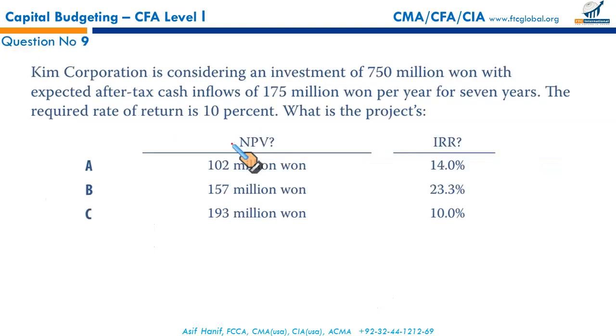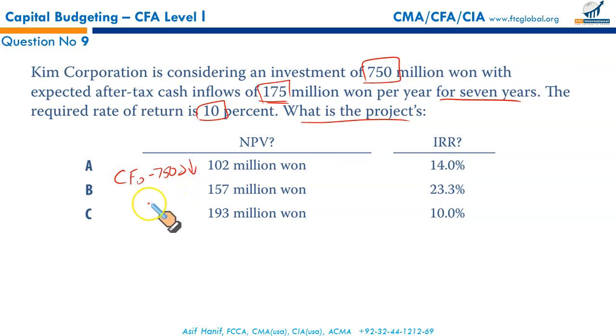Next, Kim Corporation is considering an investment of 750 million won with expected after-tax cash inflows of 175 million won per year for 7 years. So this cash flow is recurring for the next 7 years. The required rate of return is 10%. What is the project's NPV and IRR? So what you will do, cash flow at year 0 is negative 750. Enter down arrow key. Then 175, which is positive. Enter down arrow key. Frequency is 7 years, so punch in 7.